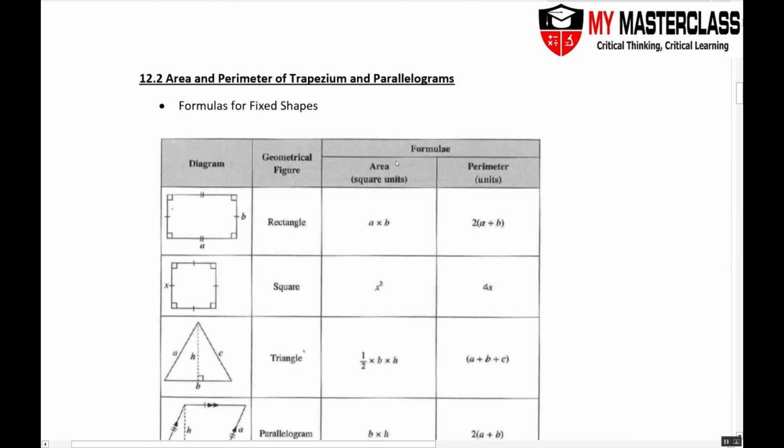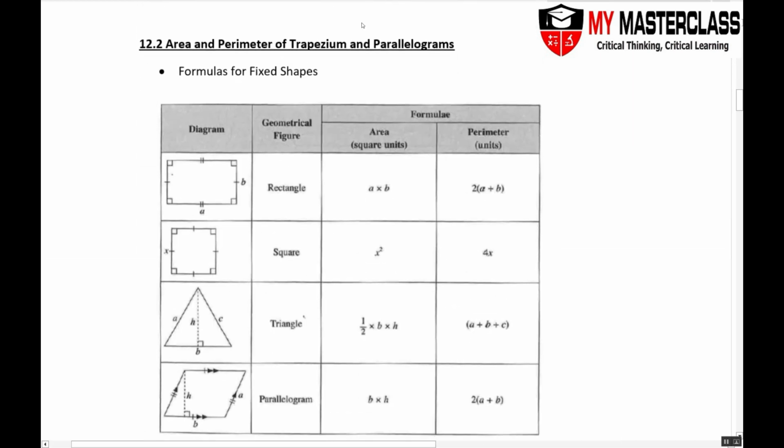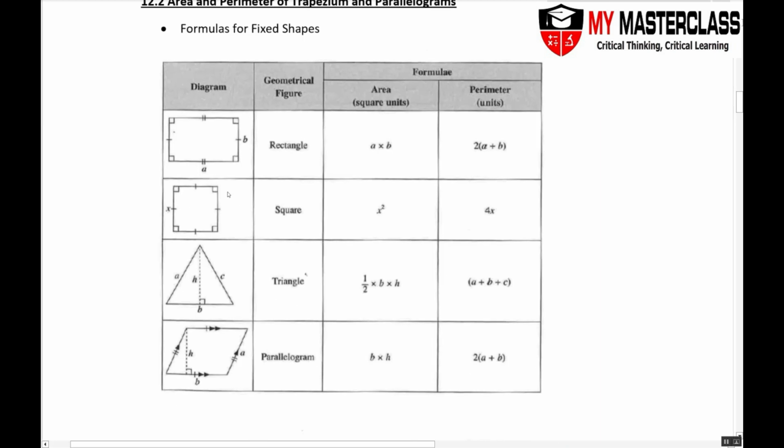Okay, let's look at the area and perimeter of your shapes. Essentially some of the formulas you need to commit to memory. Previously you should have learned the area and perimeter for all of these figures here, these first four: your rectangle, your square, your triangle, and your parallelogram. So we're just going to do a short recap here.